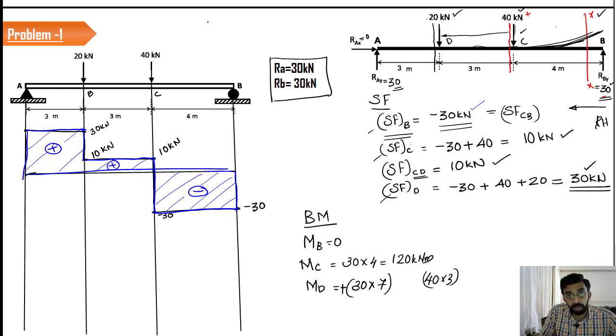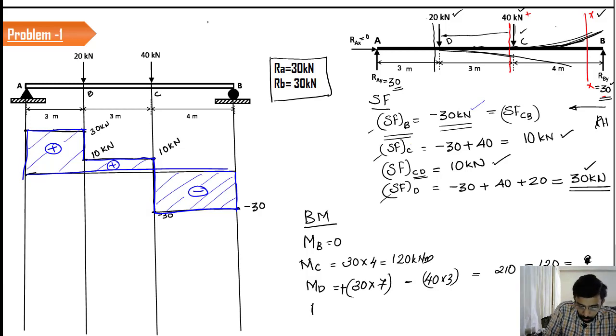And what is the sign we have to use? This 40 into 3 moment creates a hogging effect. See, if you consider the force 40 kilonewton alone, it is going to bend the beam like this. So the value is negative, and the answer is 210 minus 120. The answer is 90. Sorry, 110. Sorry, 90. The answer is 90 kilonewton meter. So the moment at D is 90 kilonewton meter.